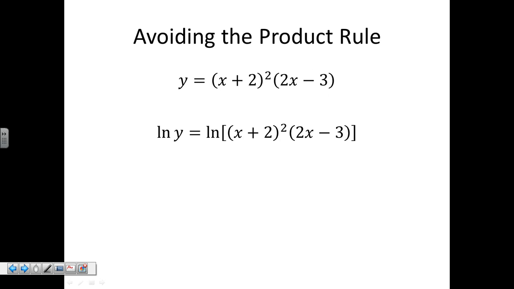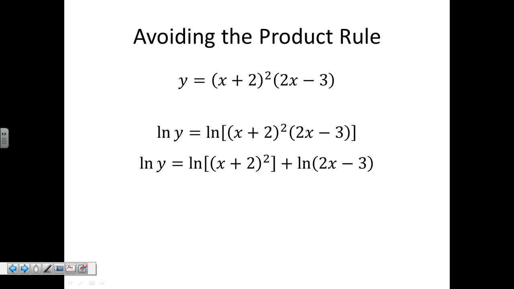I'm going to use a property of logarithms that is going to make this right side at least not a product. So I'm not taking the derivative right now. I'm just using some properties of logarithms that says when I take the log of two things multiplied together, I can take the log of them separately and add them up. So this is coming to us from Algebra 2 and pre-calculus. This is just a property of logarithms.